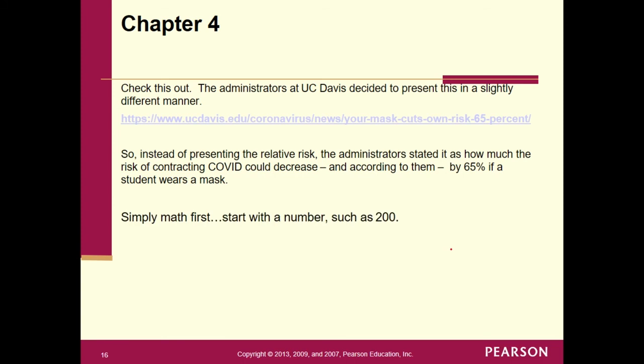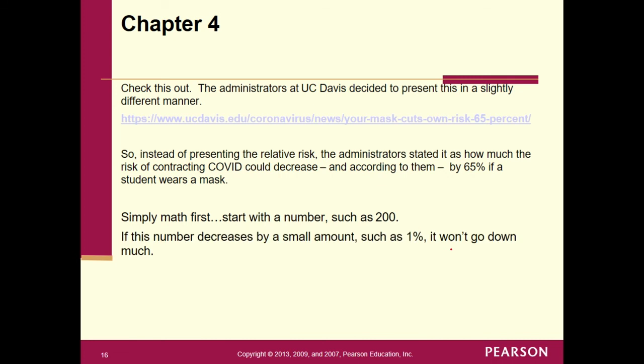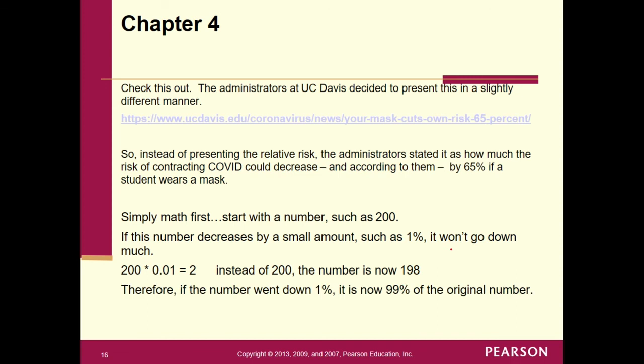Let's do some simple math first. Let's start with a number of 200. Okay, and what does it mean to decrease it by a certain percentage, right? So if this number decreases by a small amount, say such as 1%, it won't go down much, right? And actually, if you do the math there, if you take the 200 times 0.01, you get 2. So what that means is that it's going to go down by 2. All right. And so instead of starting with 200, the number now is 198. So therefore, if the number went down 1%, it is now 99% of the original number.